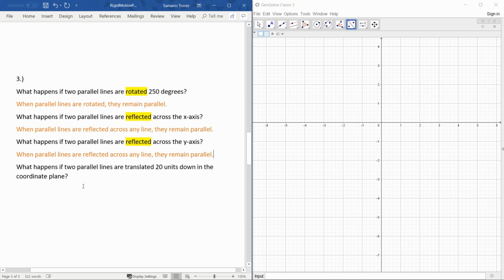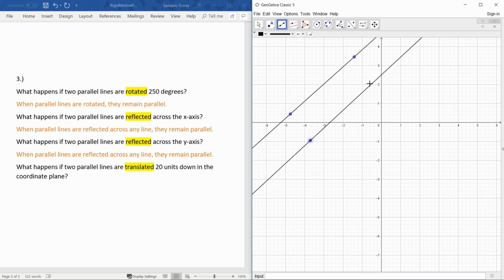And this last one says, what happens if two parallel lines are translated? Okay, there's translated. That's one of our rigid motions. Very important. What happens if two parallel lines are translated 20 units down in the coordinate plane? What we could say is, that's like saying we slide two lines, right? So let's say we have a line here, and let's say we have a line here, and let's say we were sliding these around.